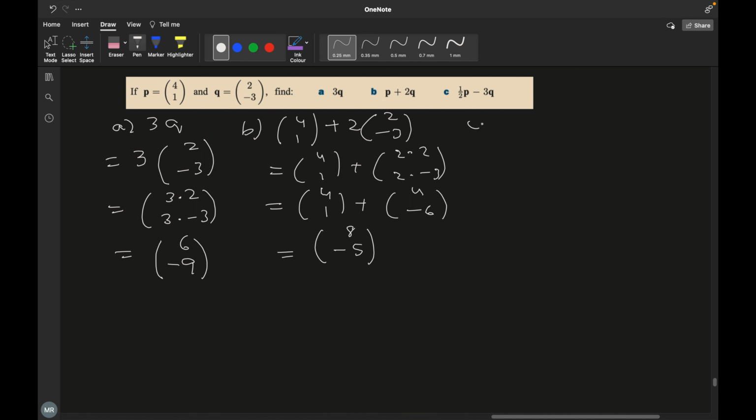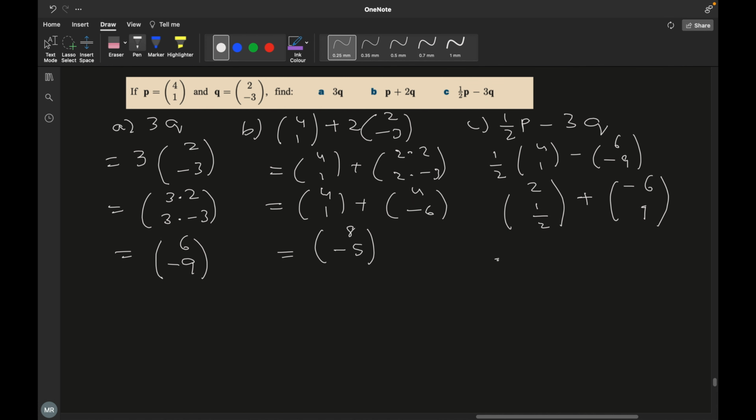And now let's do C. It's half P minus 3Q. We've already found 3Q, so we'll just sub that in. But half of P would be this. It would be 2 and a half, plus minus 6, 9. When we add these, we get minus 4 and 9 and a half. So this is how you do addition, subtraction, and multiplication.